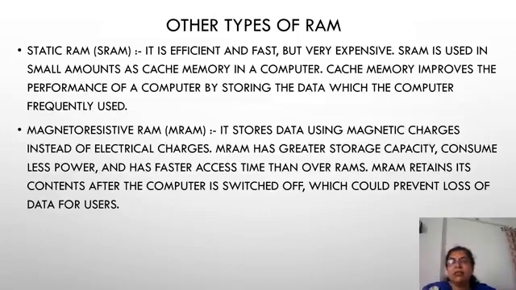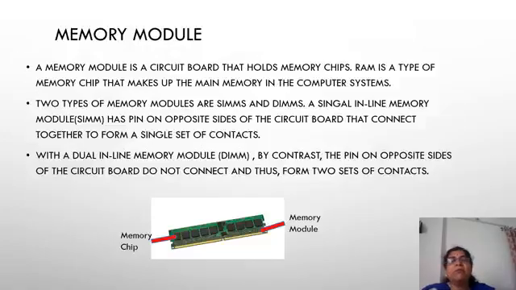So it is a little bit faster than other DRAMs. MRAM has greater storage capacity, consumes less power, and has faster access time than other RAMs. MRAM retains its contents after the computer is switched off, which could prevent loss of data for the users. It's a unique feature of this RAM type.